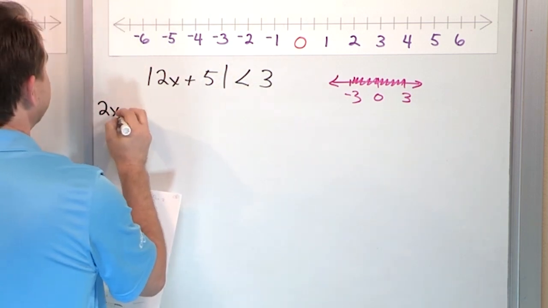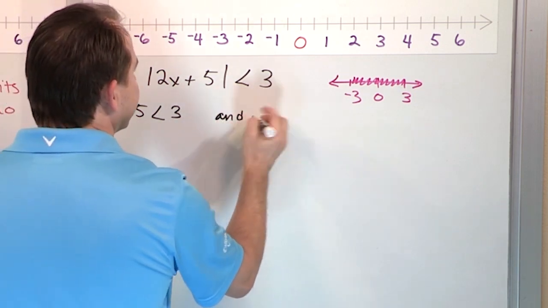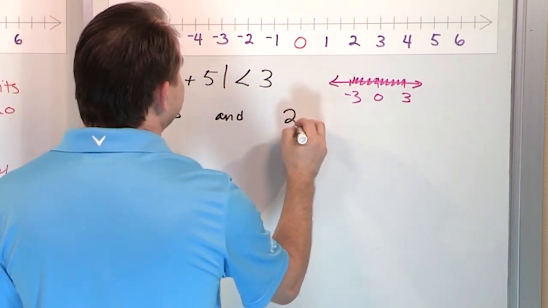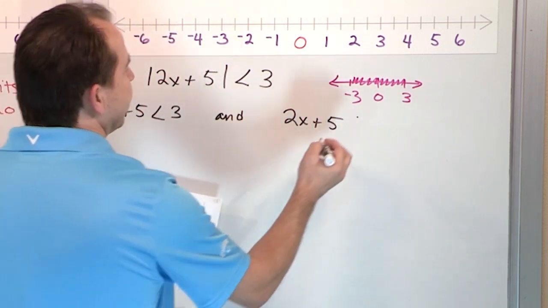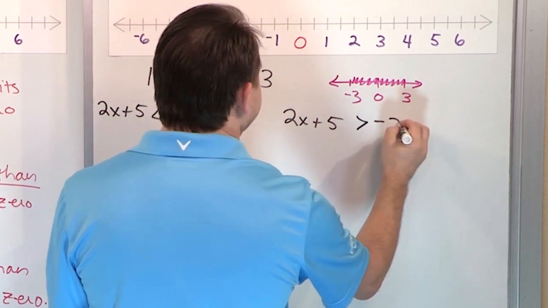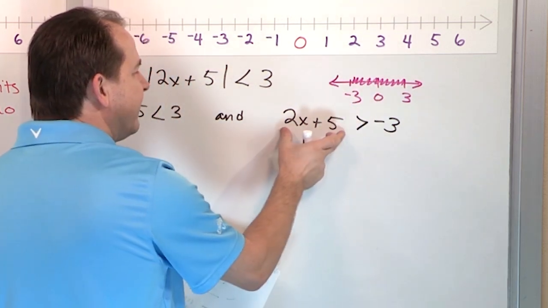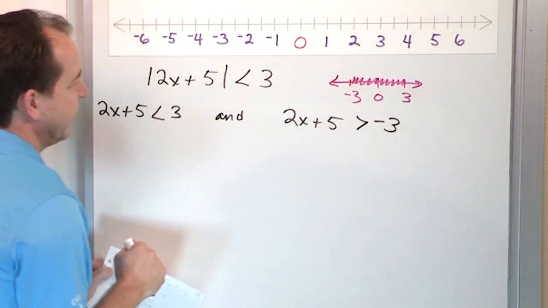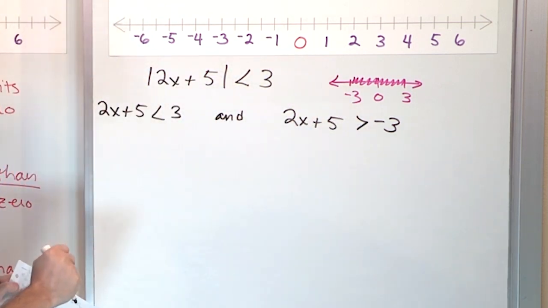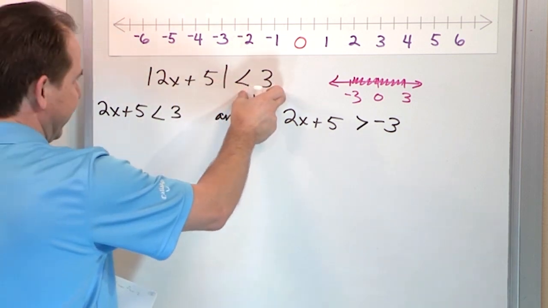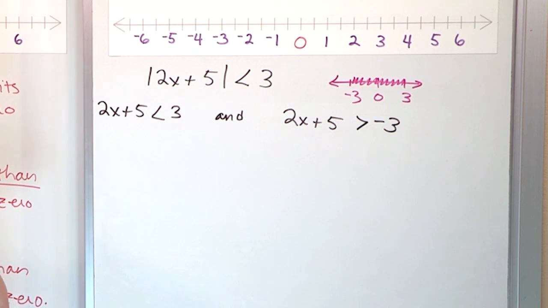So we'll have 2x plus 5 has to be less than 3, and this little diagram helps us remember the other constraint is 2x plus 5 greater than negative 3. Because this expression less than 3 means coming this way, and this expression greater than negative 3 means it comes the other direction up. So this is the translation of what we had in our original problem statement, because this has to be less than 3 distance units from 0, which we break out into these two different situations.